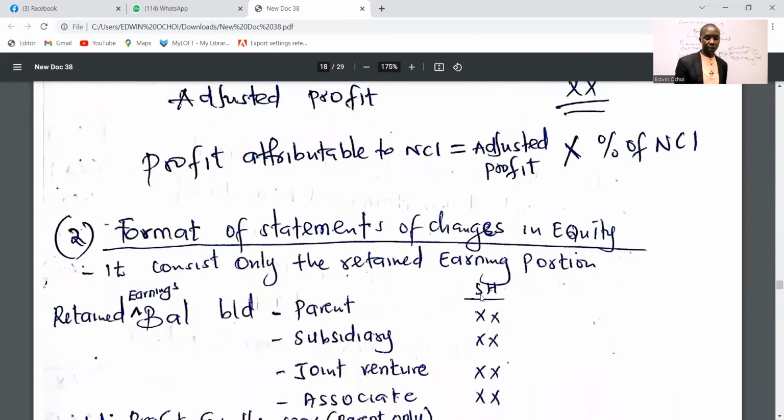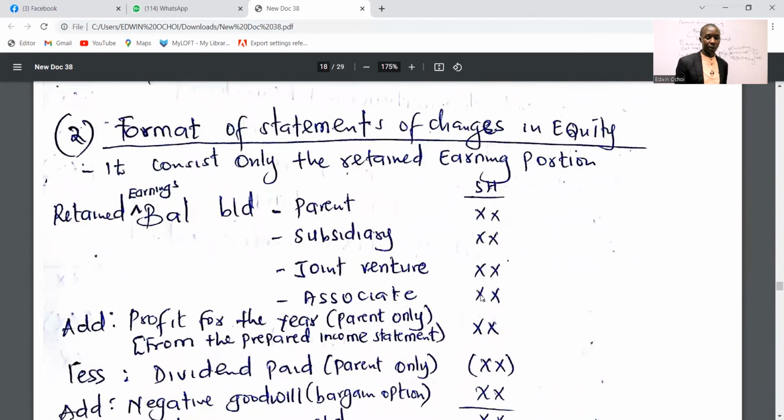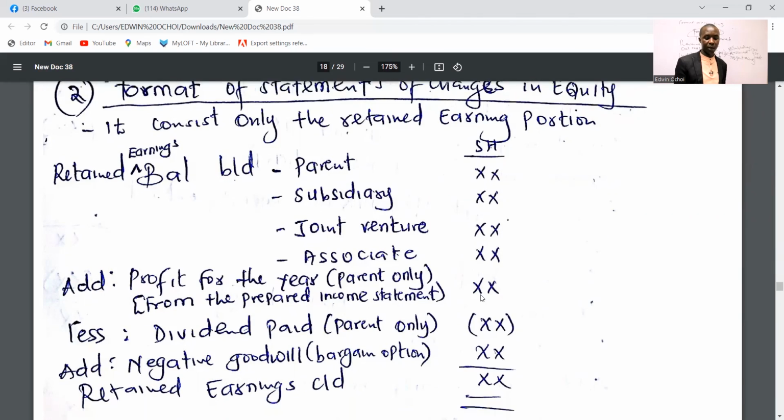For the statement of changes in equity, we always consider the retained earnings only. Meaning we take the retained earnings balance brought down in all the companies which are present, you add the profits for the year, you minus the dividends paid, you add the negative goodwill.